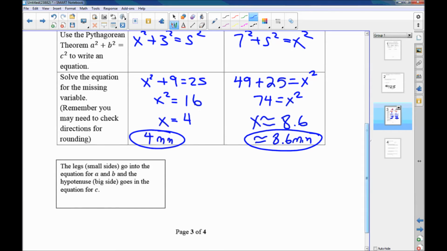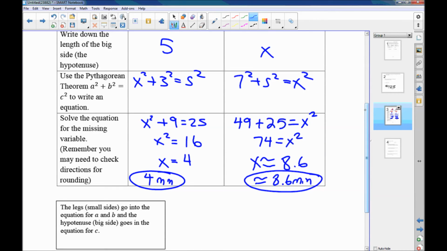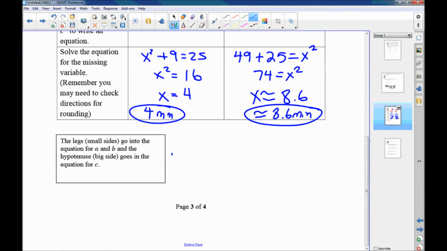All right, so notice in the first example, we were finding a leg, and our leg was 4, which is shorter than the hypotenuse. So we had legs of 3, 4, and a hypotenuse of 5. In our second example, we were finding the hypotenuse, which was about 8.6, and that's longer than both the legs. And that's a good check. So remember, the legs are the small sides that go into the equation for a and b, and the hypotenuse is the big side that goes for c. So always circle the right angle and find that big side and make sure you put it by itself.